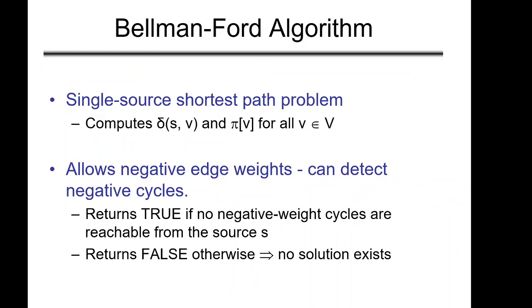Now, as discussed earlier, Bellman-Ford is a single source shortest path problem. So basically it computes the shortest path weight for all the vertices, and also it will compute pi of v for all the vertices, so we can follow this and know the actual shortest path. It allows negative edge weights, and it can detect a negative cycle. If a negative weight cycle is reachable from S, it will detect it. It will return true if no negative weight cycles are reachable from the source. Otherwise it will return false, because in that case no solution exists.